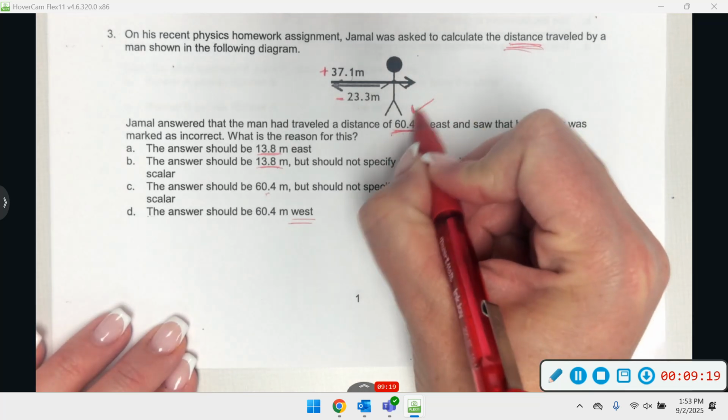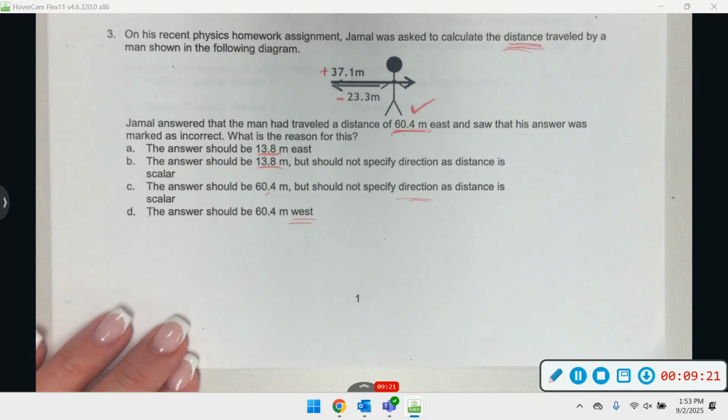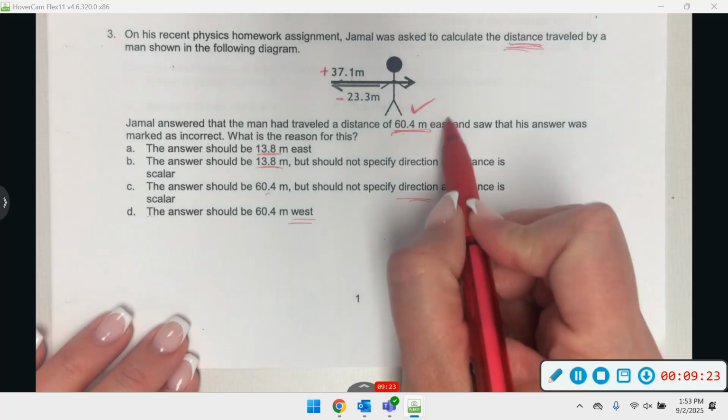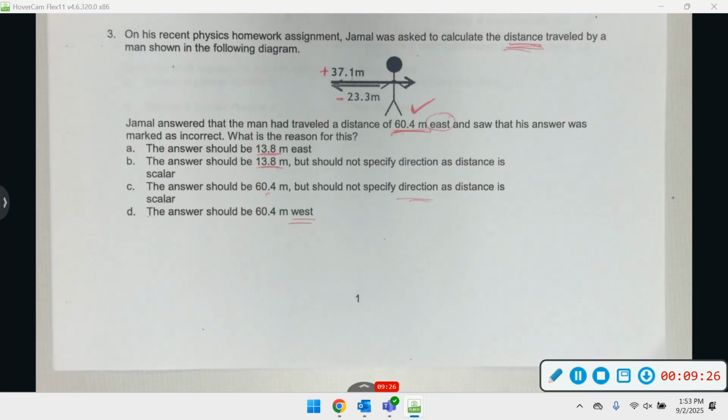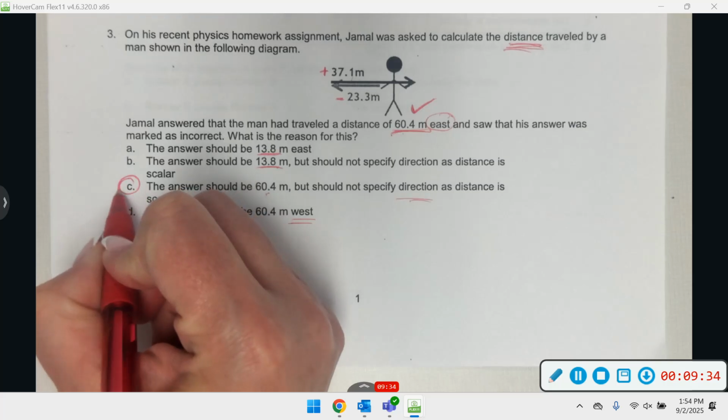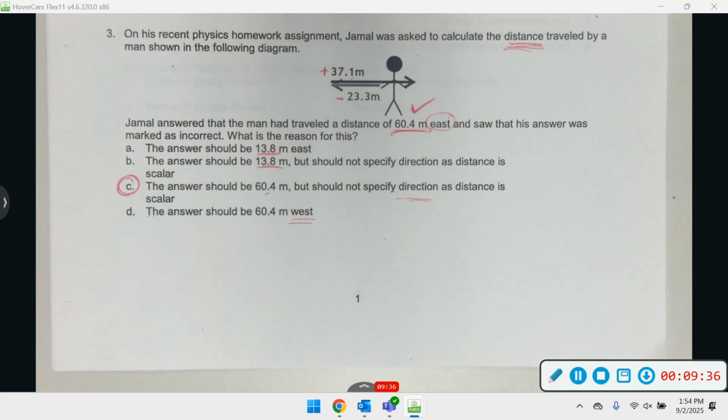This part is right. Okay, the problem must be the direction, east. And the problem isn't that it's not east, it's that you should not specify a direction for distance because it is scalar. In fact, some of you probably lost points on that question the first time around for doing just that. Okay, the answer should be C. It is 60.4 meters, but you should not specify a direction as distance is scalar.